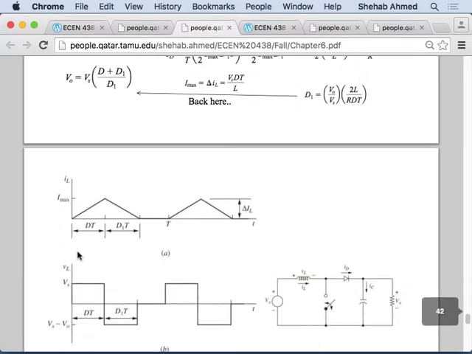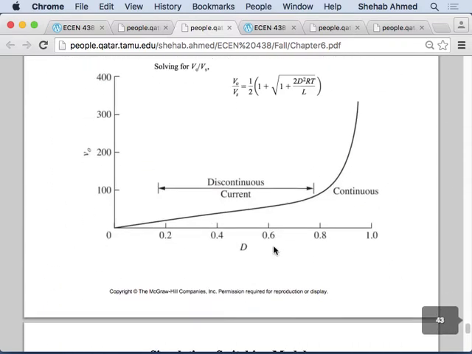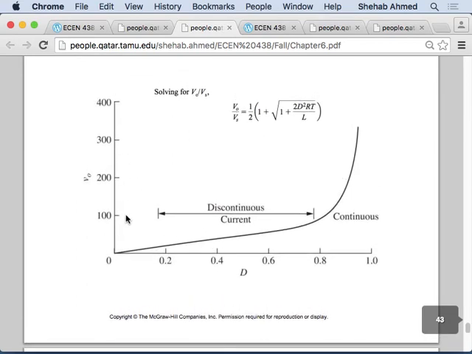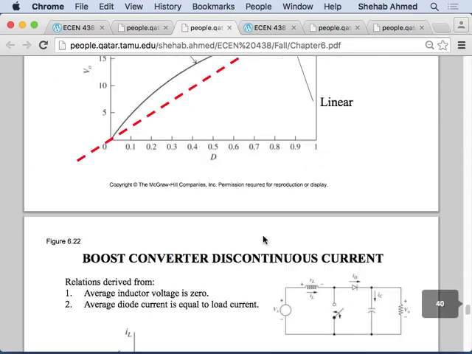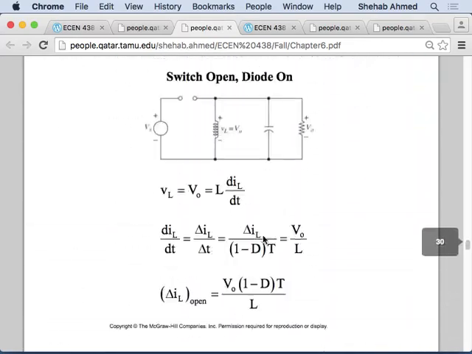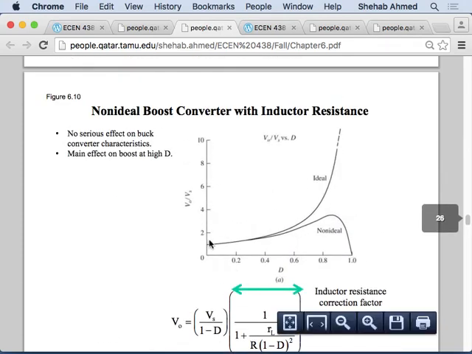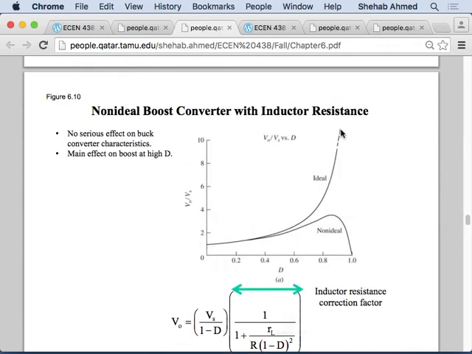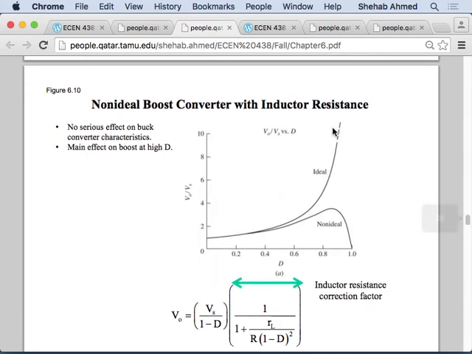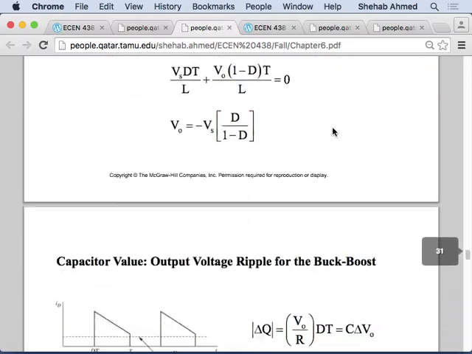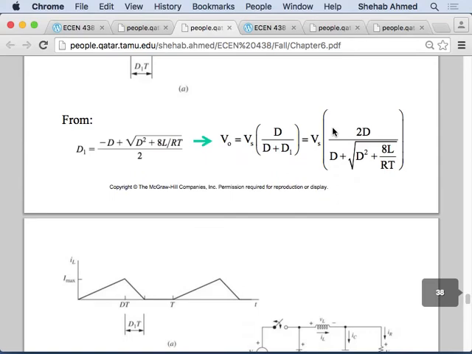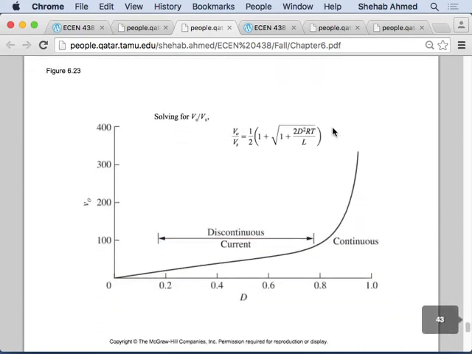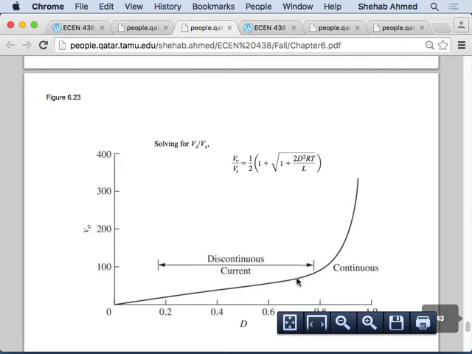Before, in continuous mode, I'll go back to the slide. In continuous mode, the input-output relationship of the duty ratio versus output of the boost converter had no straight line, right? It looked like what? Let's go back to the boost converters here. So this was the performance of the boost converter, this curve going all the way to infinity. After you've considered the discontinuous mode, the performance is different. I have a sort of straight line at the beginning here that is different than the previous case.